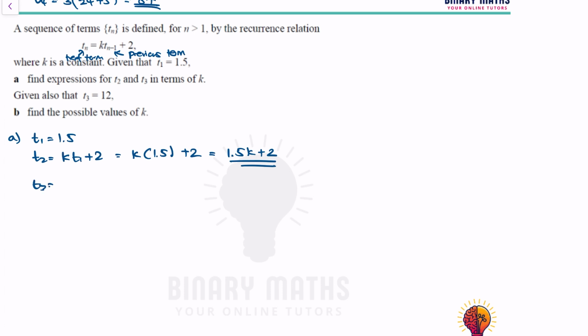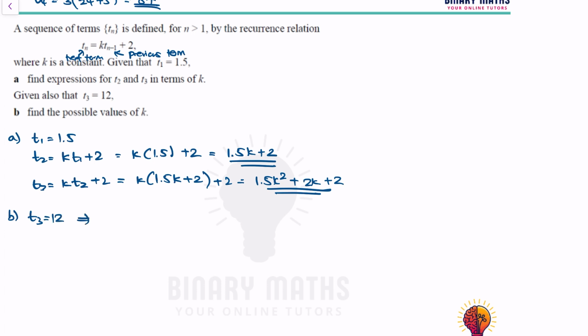For T3, it will be k times the previous term, which is T2, plus 2, which is equal to k times 1.5k plus 2, plus 2, which is equal to 1.5k squared plus 2k plus 2. So that is T3. B, given that T3 is equal to 12, find the possible values of k. So we already worked out T3 is 1.5k squared plus 2k plus 2, and that is equal to 12.